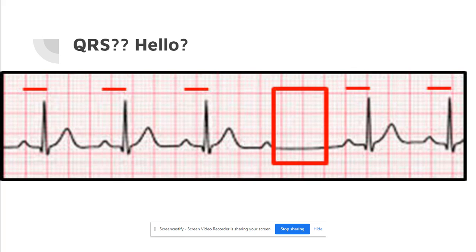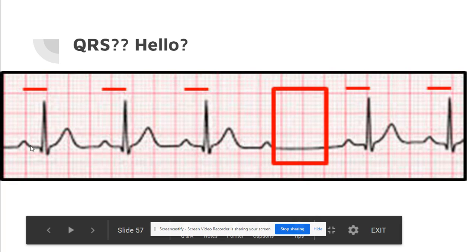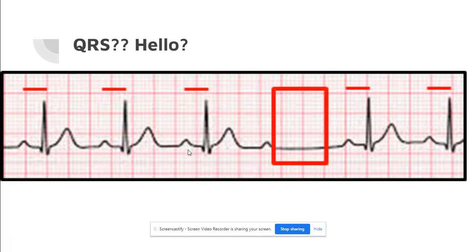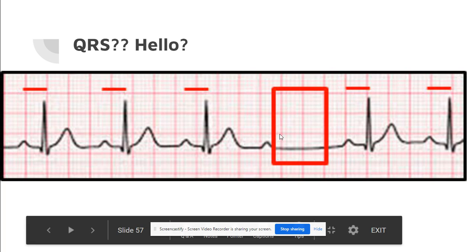All right, and coming to the end here, I want you to take a look at this rhythm and see if you can tell me what it is. So if we take a look at the PRI, we see that there is a little bit of a delay, but the QRSs look normal for the most part. The PRIs aren't gradually lengthening, so we know it's not a type one or a Wenckebach. And then we suddenly have a drop here in our QRS complex.